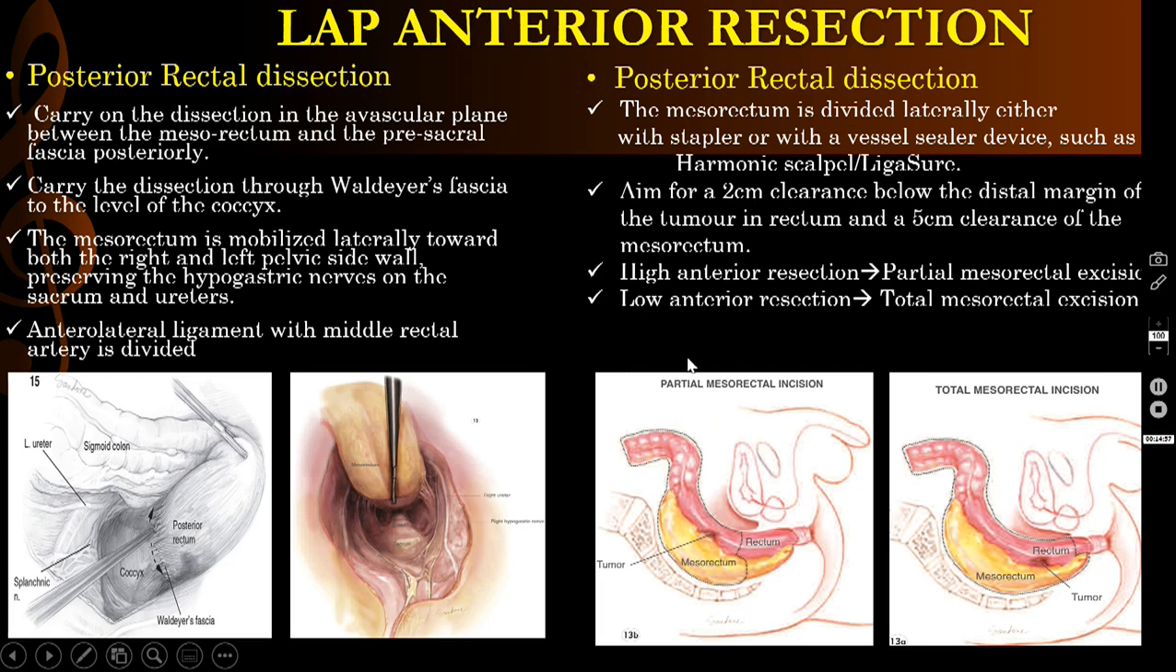If we are doing the high anterior resection, then we have to do partial mesorectal excision. Partial only you have to remove. If you are doing low anterior resection, then you have to remove the whole mesorectum, that is total mesorectal excision. The aim is you have to remove 2 centimeter clearance below the distal margin of the tumor in the rectum and 5 centimeter clearance of the mesorectum. This is what you have to aim at.